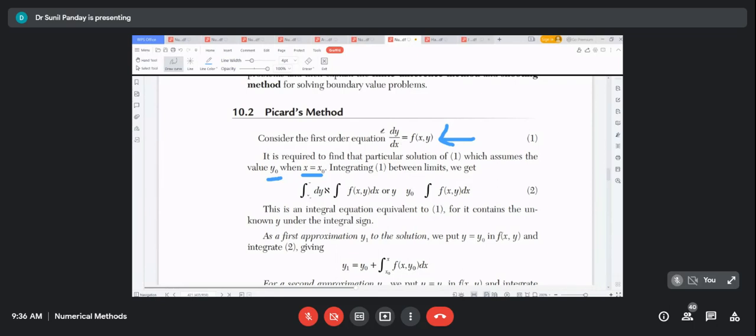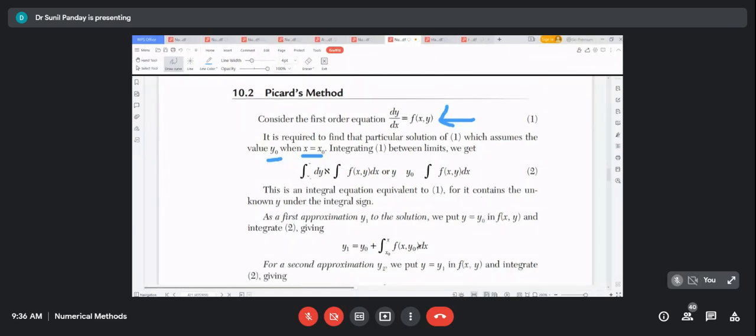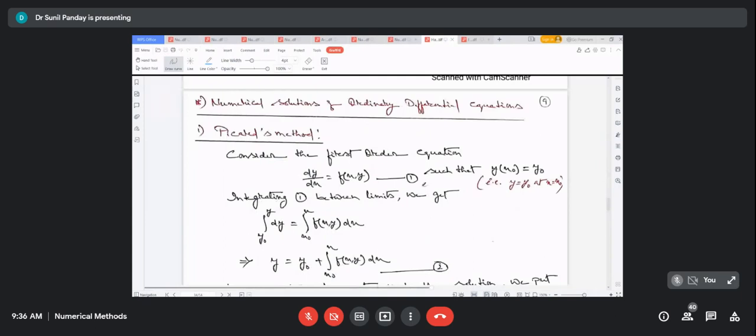So what we can do, we keep dy here and take dx to the right, and then integrate within the domain of integration, where the lower limit is x naught and the upper limit is x.